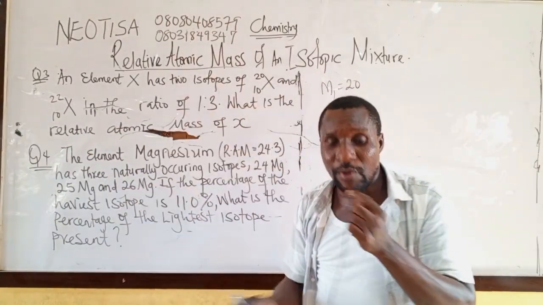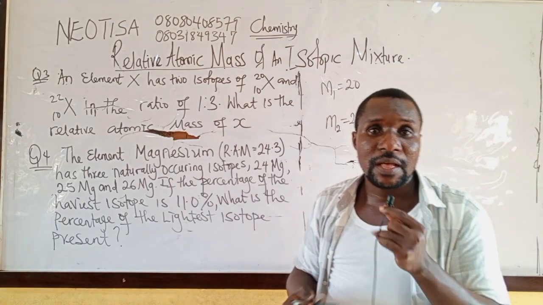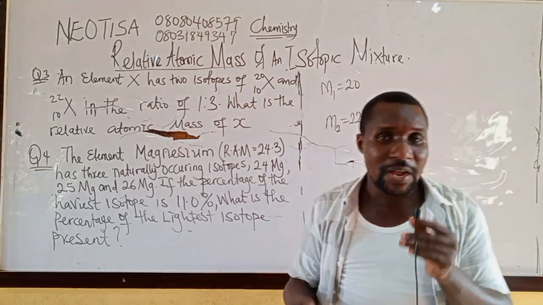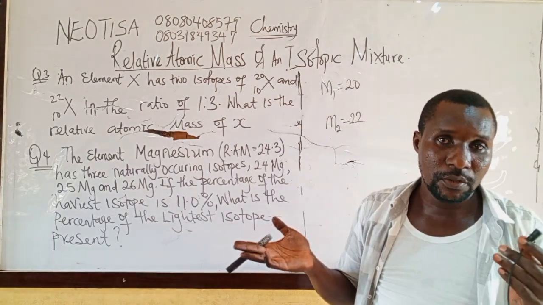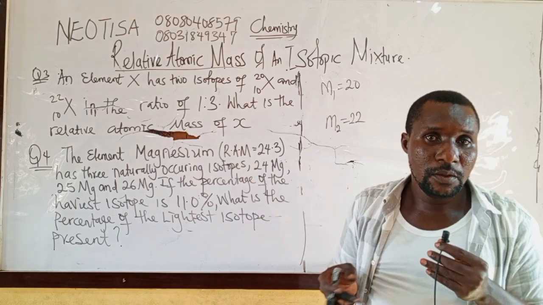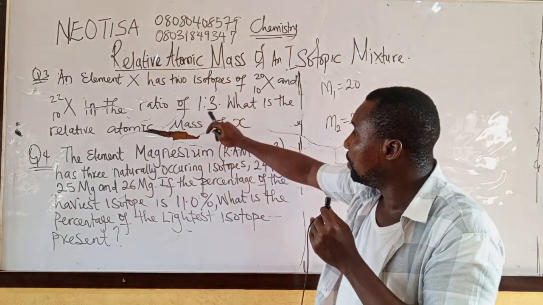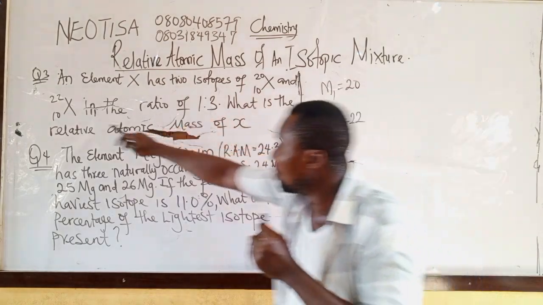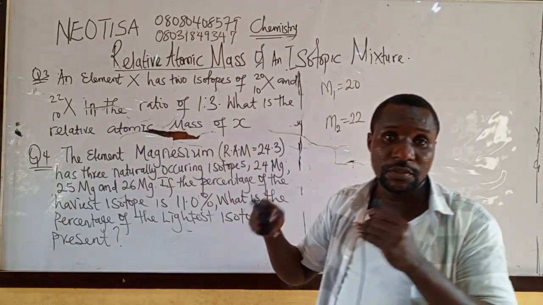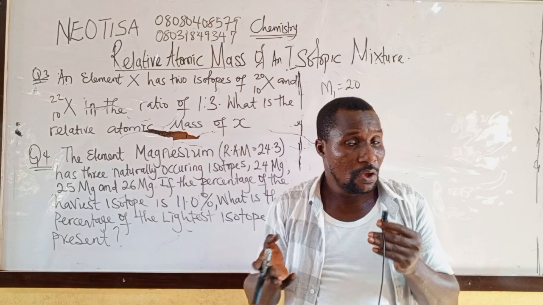And their relative abundances are given in ratio. You can convert the ratio to percentage, or you can use it like that. The ratio is 1 to 3: for the first isotope, 1, and for the second isotope, 3. You can convert it to percentage or use it like that.